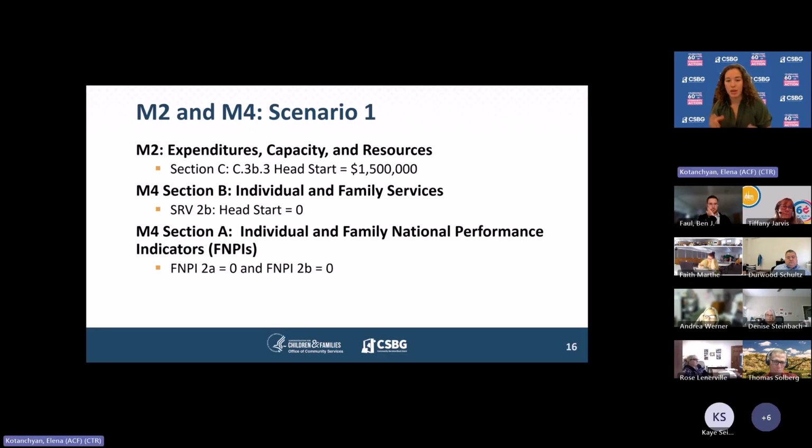In other words, if one of the components is missing, right? We have expenditures, we have services, we have outcomes. When one of the components is missing, it's going to be a warning because it's like, hey, there's something going on here.